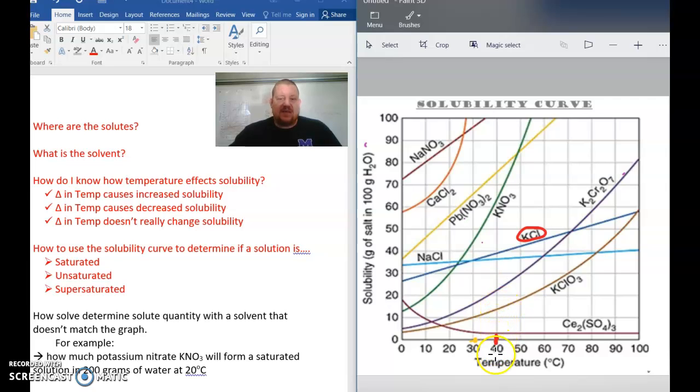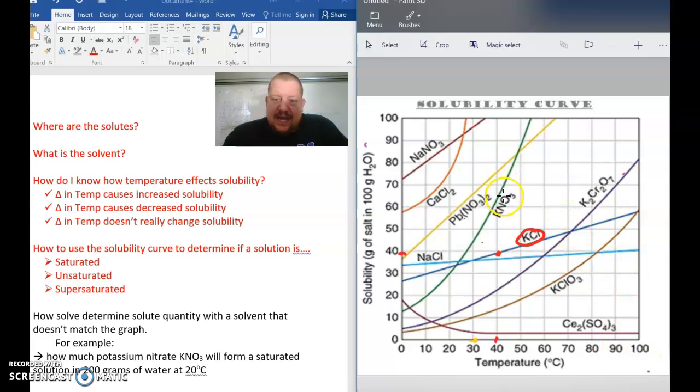So in order to have a saturated solution at 40 degrees, we would need roughly 39 grams. That's slightly below this. We'll say we would need 39 grams of solute. This would hit directly on this line, right? This is the only way we can get a saturated solution. All right, make sure you focus only on the line you're dealing with. So let's say here, this coordinate's at 40, 39. This would be a saturated solution for KCl.